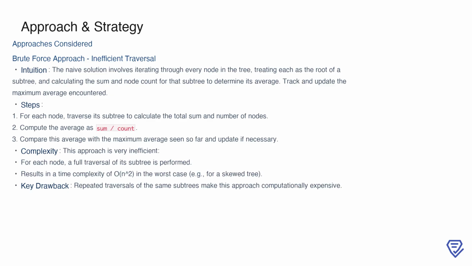The goal is to track the maximum average encountered across all subtrees. However, this approach has a significant drawback. Since the process involves traversing the entire subtree for every node, it leads to a time complexity of n squared, in the worst case, especially for skewed trees where each subtree consists of a large portion of the overall tree.